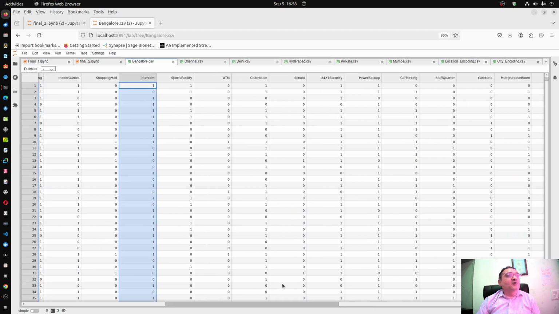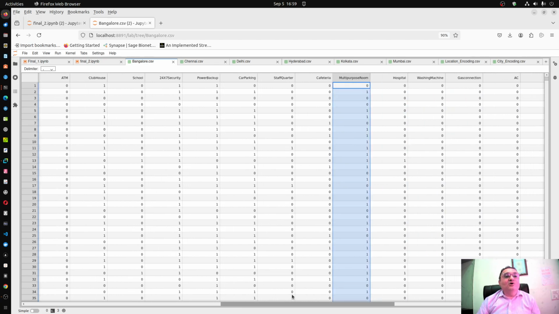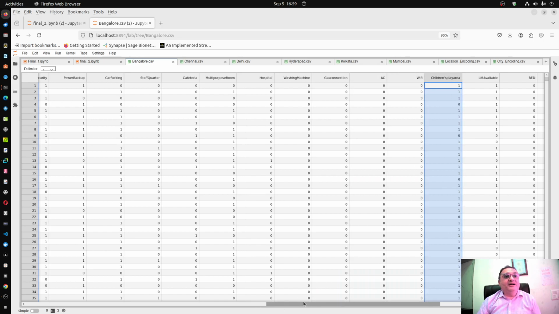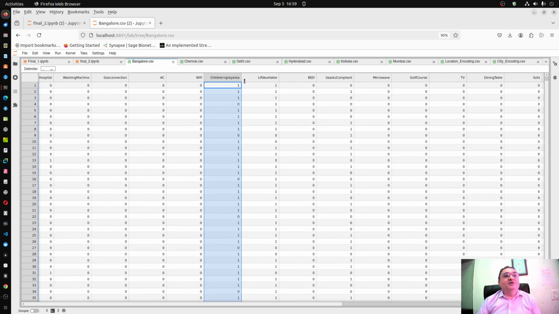intercom, sports facility, ATM, clubhouse, school is nearby or not, 24 by 7 security is provided, power backup generator is there or not, how many car parkings are there, staff quarter is there or not, cafeteria included in the campus of the property, multi-purpose room is there, so something like conference room or meeting room, hospital is nearby or not, whether the property is fully furnished and fully equipped with electronic equipments like washing machine, gas connection is there, AC is there or not, Wi-Fi is provided, whether there is children's play area in the campus, whether the lift is available or not, whether the bed is available or not, Vastu compliant or not.